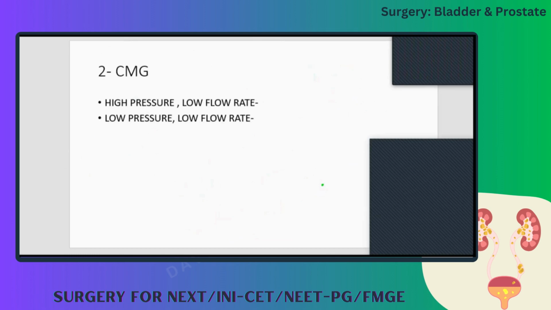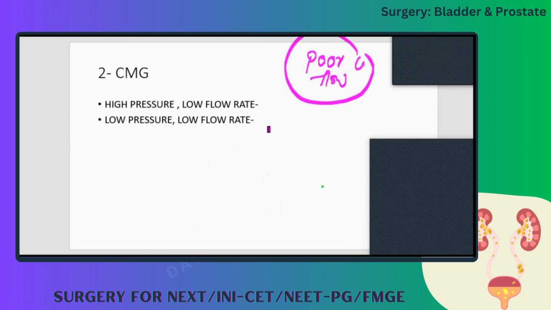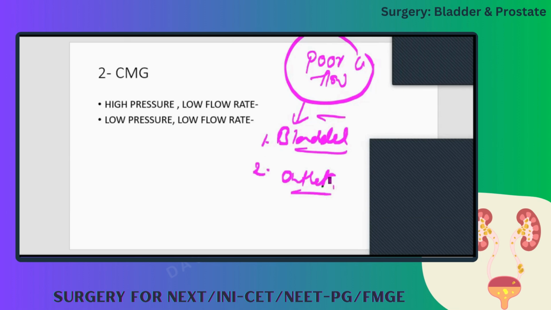Simple. This is not a complex thing. Just pay attention. I am talking about an entity called poor urinary flow. It may be due to two reasons. Bladder reason: the bladder is not pumping at all, so the flow is poor. Or the outlet is obstructed due to anatomical or pathological reasons, either a stone or a prostate or a stricture or a meatus, something. So then also there will be poor flow. Clear till now, at least?